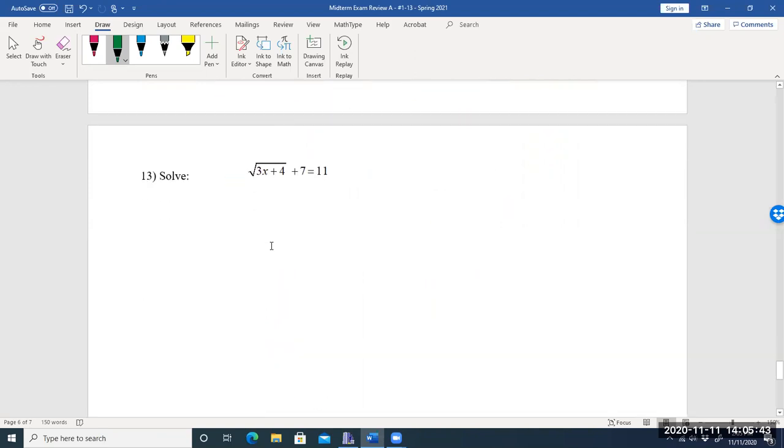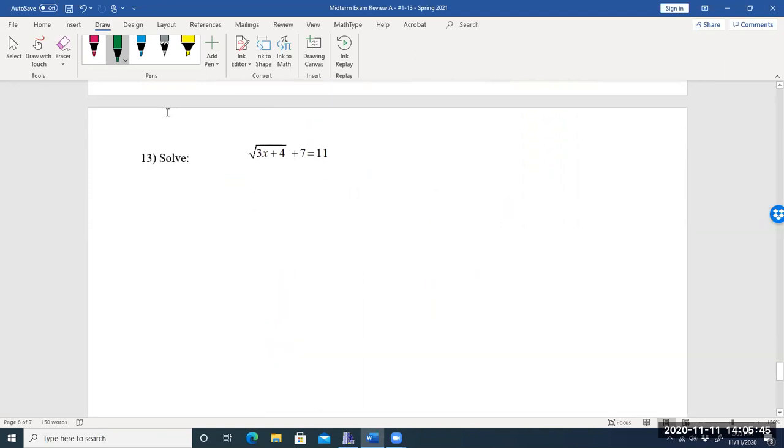All right, last one in this video. And then check out my other video after this. For this one, we're going to isolate the square root by subtracting 7 from both sides. And then to get rid of the square root, we're going to square both sides. So I'm going to square and square.